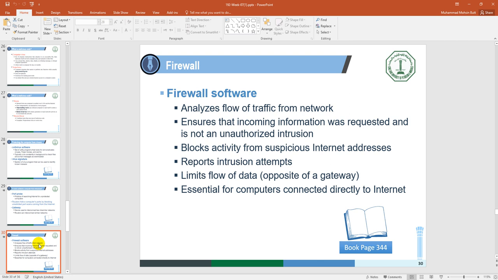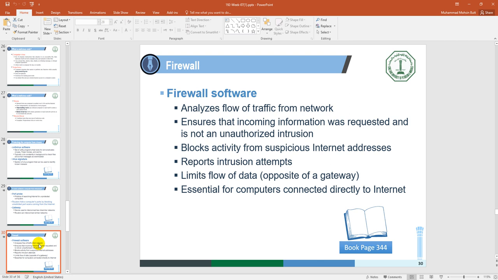Whatever internet traffic goes into your system or goes out of your system will be analyzed by a firewall software. Think of it like a security gate. For example, when you enter KFUPM, there are 2-3 security gates that you have to go through. They are like security checkpoints. In a similar way, any traffic, any information that comes from the internet into your computer system or goes out of your computer system will be analyzed by the firewall software.